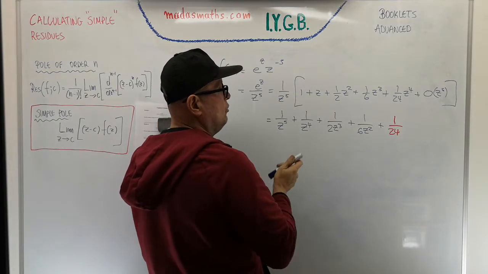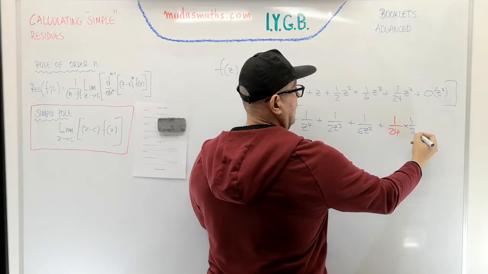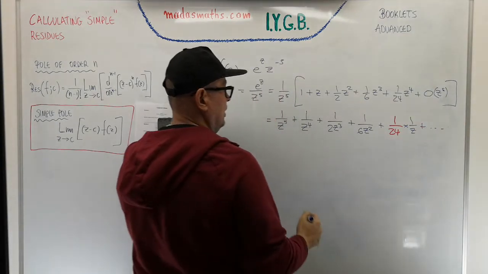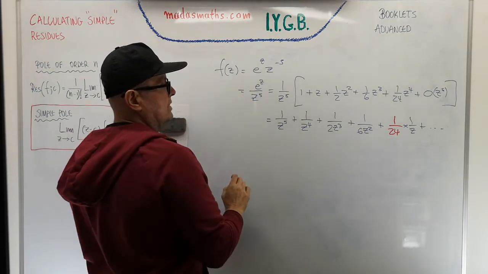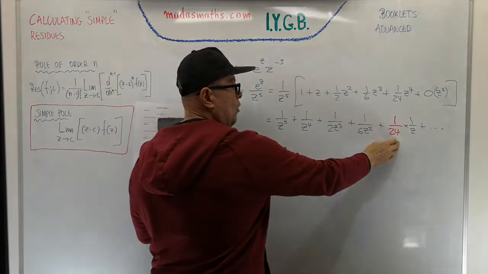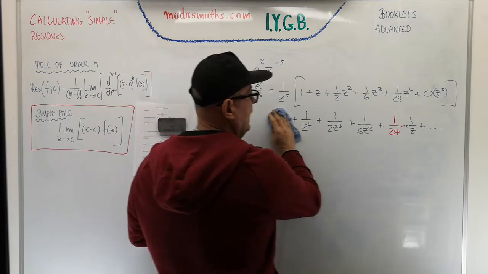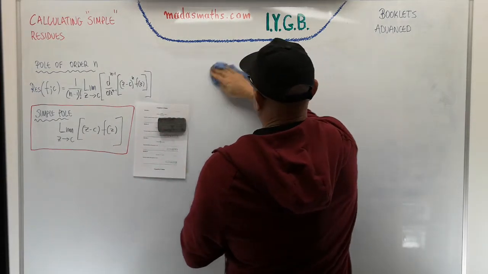times 1 over z if you want, plus dot dot dot if you want. And therefore the residue of the pole of this particular function at the origin is 1 over 24. Could we have used the formula? Okay, we could. It's not too bad, actually.